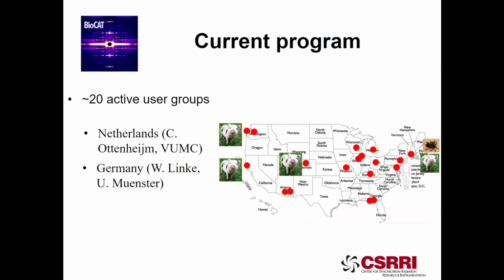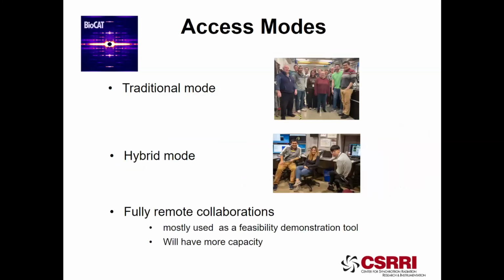So this is the second thing. We are running a user program right now with about 20 active users, domestic and international. As some of you may wonder how to get beam time, or how data collection is done here at BioCAT, we have three access modes. The first one is the traditional mode: you have a large group of people with some experience with X-rays, you come in, we get the setup ready for you, and we say good luck, you can do everything you want, and just call us if you need any help.